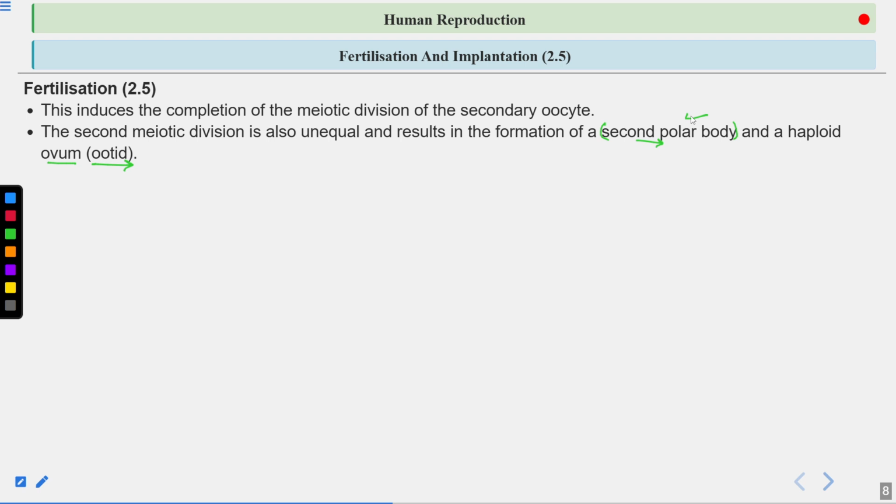So these meiotic divisions are unequal in case of oogenesis. And the primary oocyte is arrested, secondary oocyte is also arrested. So you should remember when the primary oocyte will start dividing and when the secondary oocyte will resume its division. Now the ovum which is formed, obviously it will be haploid. Means it will have n number of chromosomes, one set of chromosomes, means it will have 23 chromosomes. Second polar body will also be haploid.